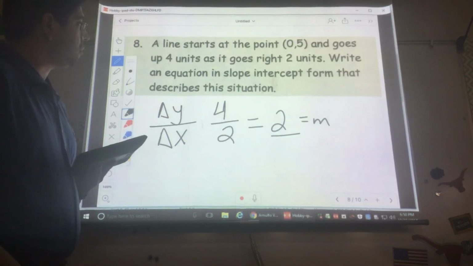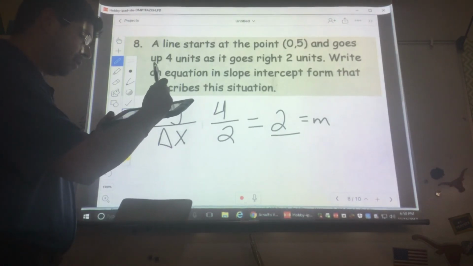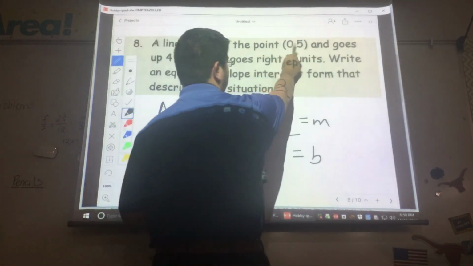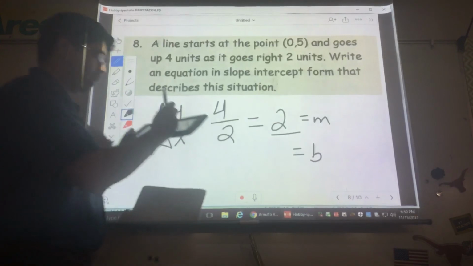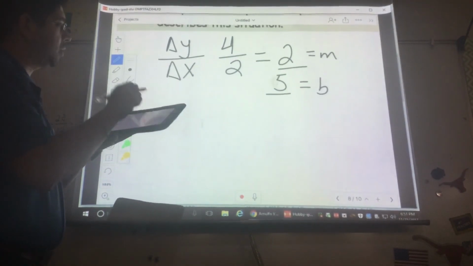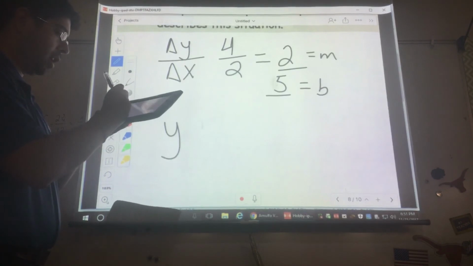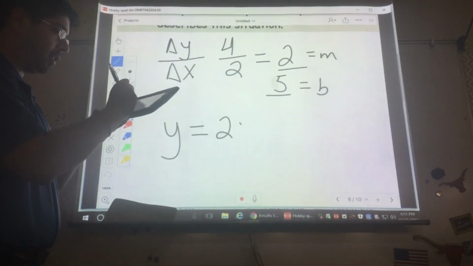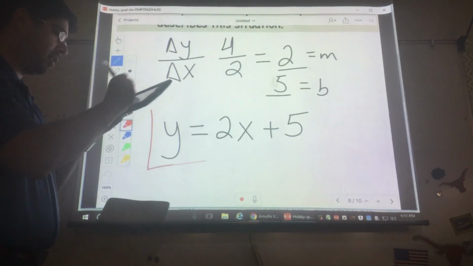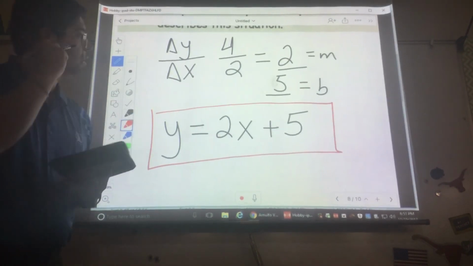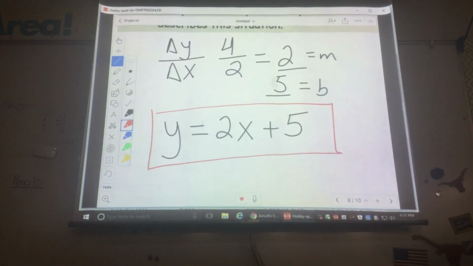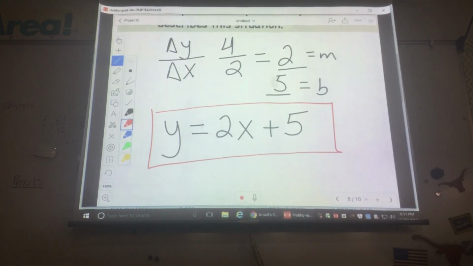Okay. Now my y-intercept, like I said, if x is 0, then that's my y-intercept. That's 5. So now that I have these two numbers, I can write my equation. y equals 2x plus 5. So that one wasn't that difficult. It's just something that we maybe haven't gone over in a while, a question that looks that way. So that's it.